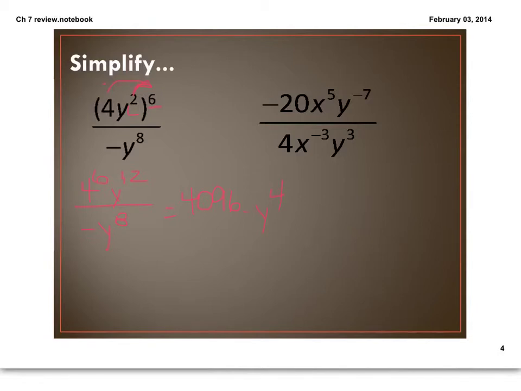So 4,096 times negative y to the 4th, okay, a positive times some kind of negative, I could put it out here then. A negative 4096 y to the 4th power would be a fine way to write it. And that'd be your answer for that particular one.